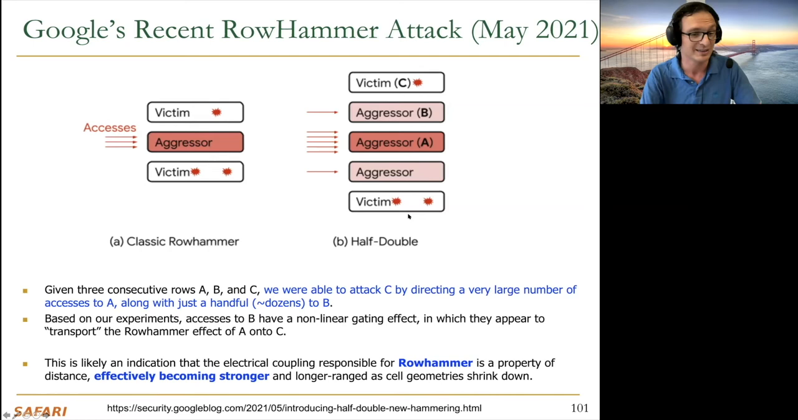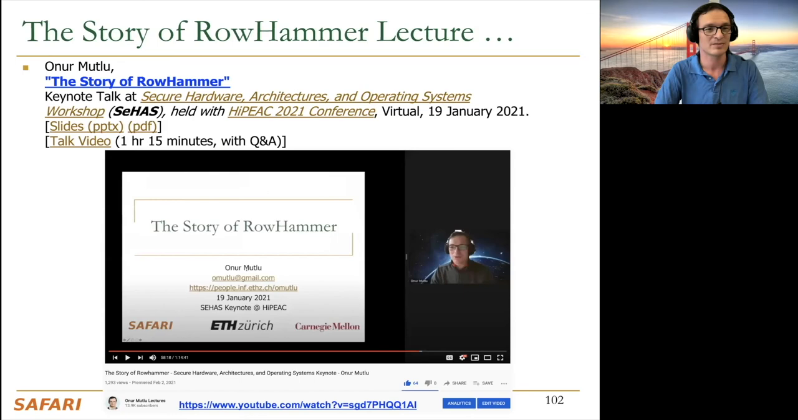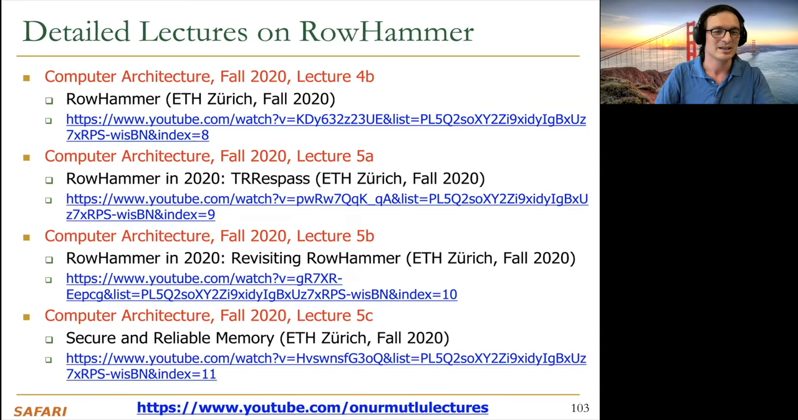And they basically say that this is likely an indication that the electrical coupling responsible for RowHammer is effectively becoming stronger in newer technologies, just like the conclusion of our work. But they show another example of how RowHammer is getting worse in real systems. Okay, so I find this fascinating, so I will keep recommending you the RowHammer lecture. And you can find more detailed lectures on RowHammer in our computer architecture class.